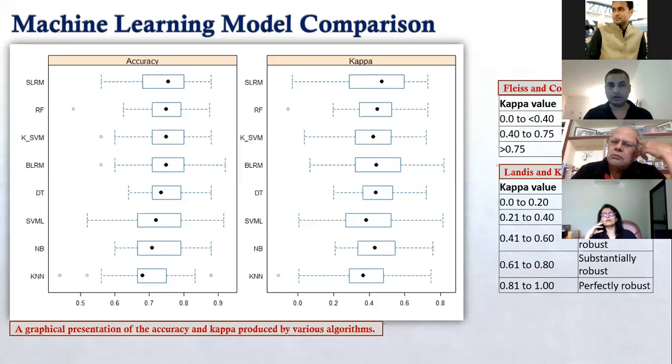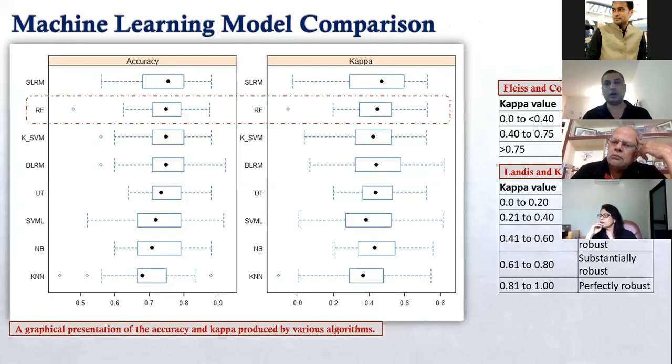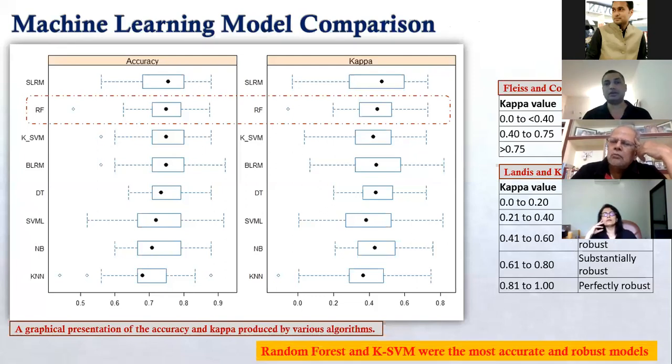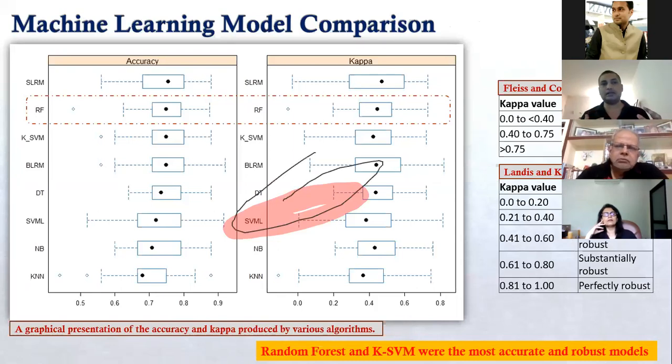You will find a very detailed discussion about how we selected random forest as the best model after comparing. For random forest and KSVM, the support vector machine I mentioned at the beginning, there are different kernels you can select. I selected radial, which captures a nonlinear relationship. Logistic regression mostly captures a linear relationship, but random forest and SVM can capture nonlinear relationships. That's why it was found to be the most accurate as well as the robust model.